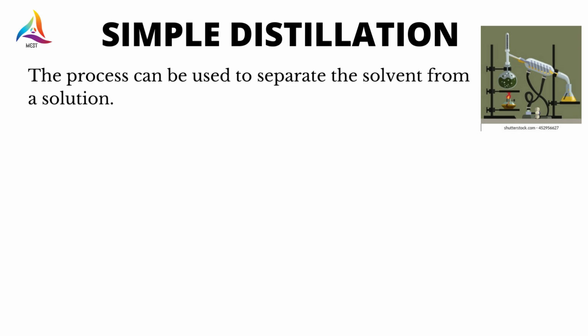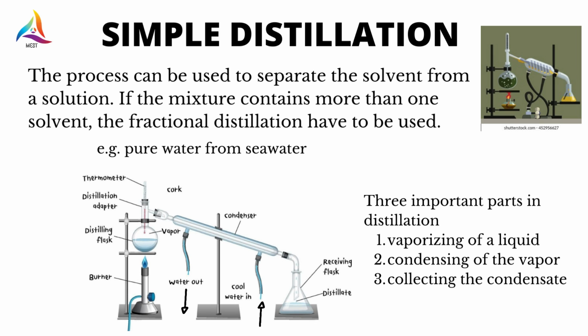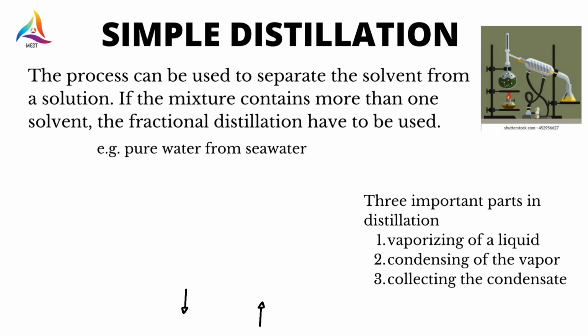Simple distillation. This process can be used to separate the solvent from a solution. However, it depends on the boiling point of the solvent. If the mixture contains more than one solvent, fractional distillation has to be used. For example, pure water from seawater. We can separate water from the seawater by heating the seawater as shown in the figure. The water will boil, condense in the condenser and reach the collector.